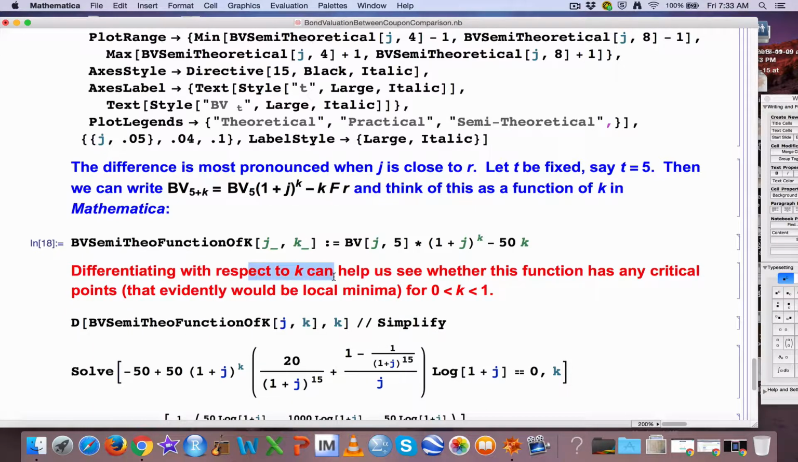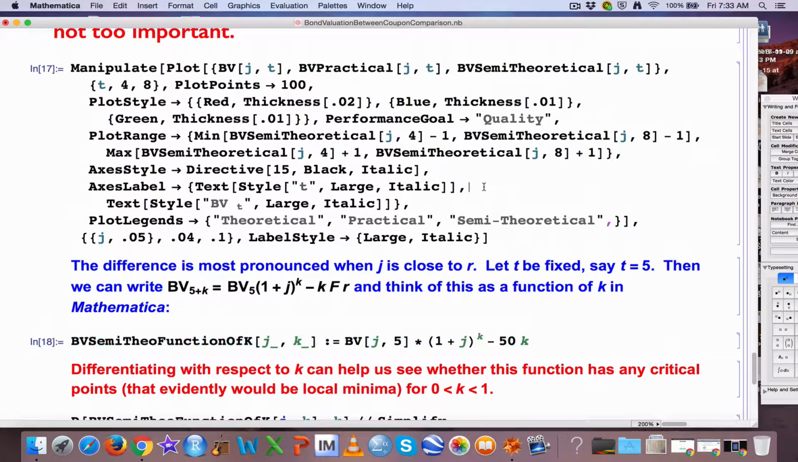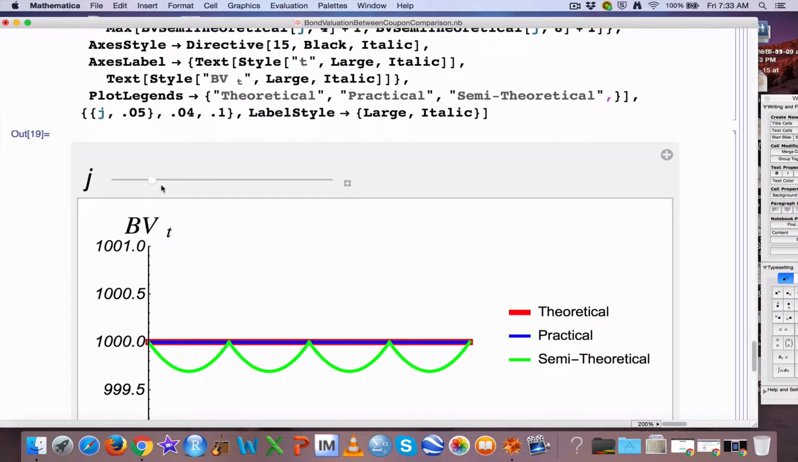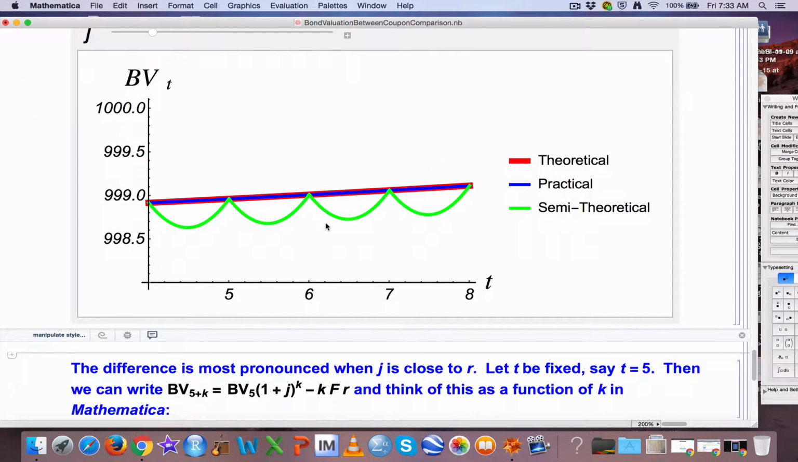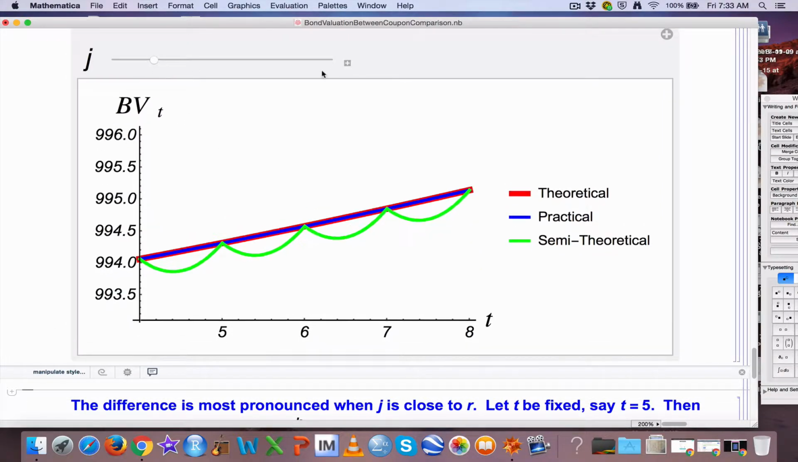Differentiating with respect to k. Now what is k? K is representing, again, the fractional part of the moment in time that you're at. It's going to be between 0 and 1 for us in these different pieces of these different graphs. Differentiating with respect to k is going to help us see whether this function, the value, could possibly have a critical point, which would evidently, by these graphs up here, be local minima. Okay? The green graph sometimes has local minima when j is close to r.